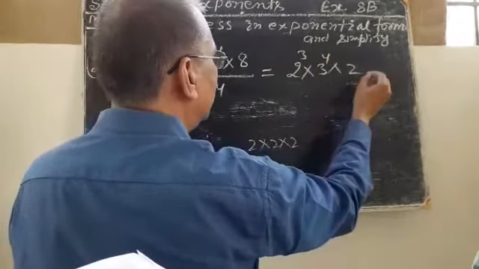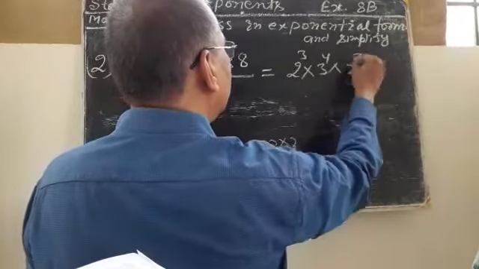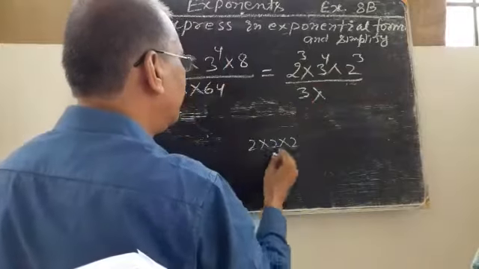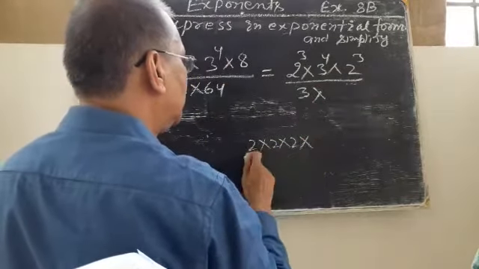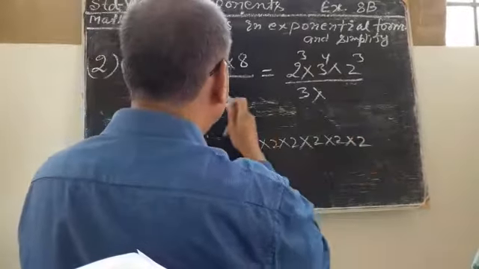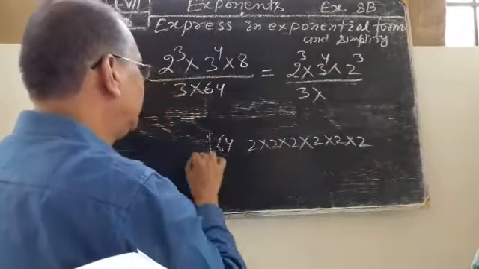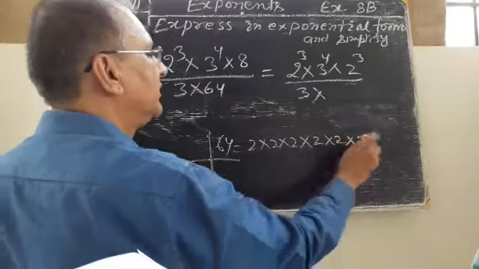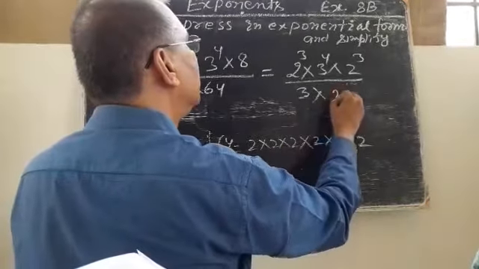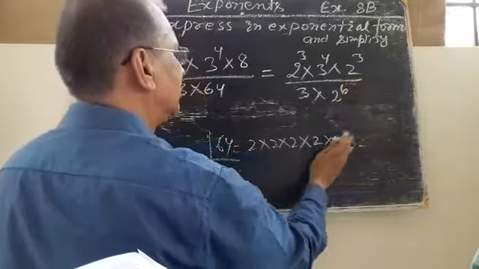So this will be equal to 2 power 3. Now divide it by 3 into 64. You may solve it in this way also. What is 64 equal to? 2 into 2 into 2 into 2 into 2 into 2, six times. So this will be equal to 2 power 6.